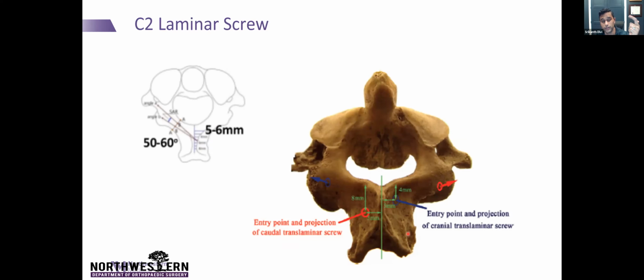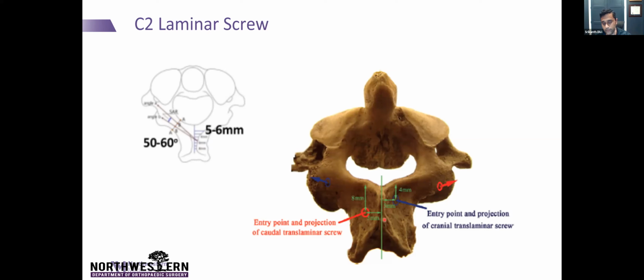So what's the bailout when you can't do the pars or the pedicle? You can do a laminar screw. Now, to be honest, I haven't done this, but I have seen multiple people describe this as a great way of fixing C2 if you are unable to do the above-mentioned.